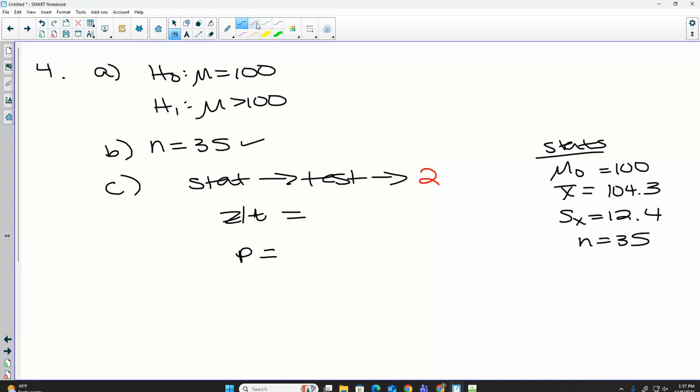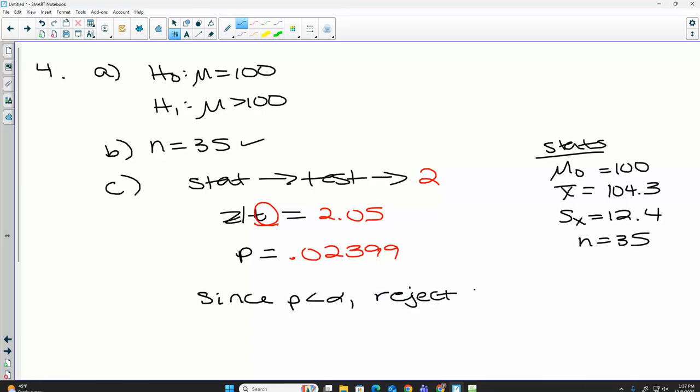So, that gives me a t-value of 2.05. You can do more decimals if you want. Our p is 0.02399 or 0.024. Conclusion, alpha was 0.05. This time p is less than alpha, so what does that mean? If I asked for a sentence explaining this, what would that say? Yeah, there is evidence to conclude the mean is greater than 100. All right, so far so good?